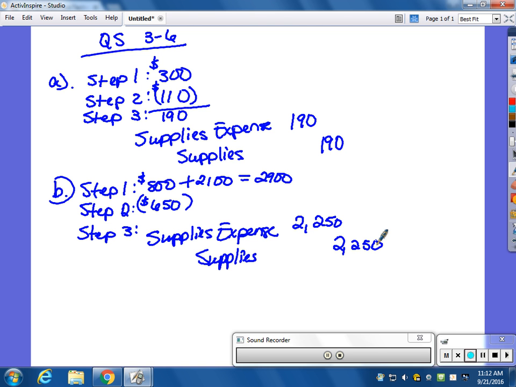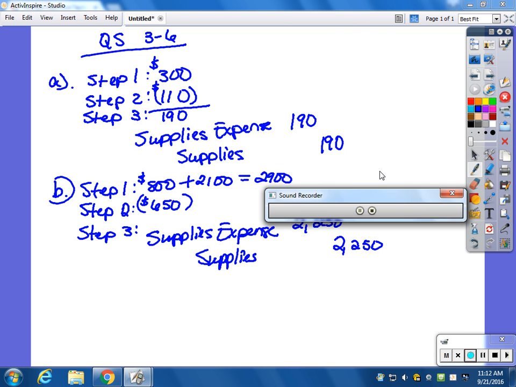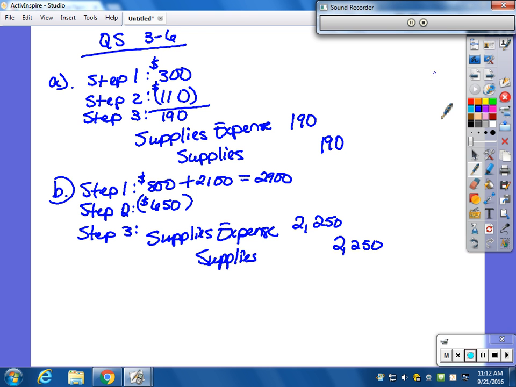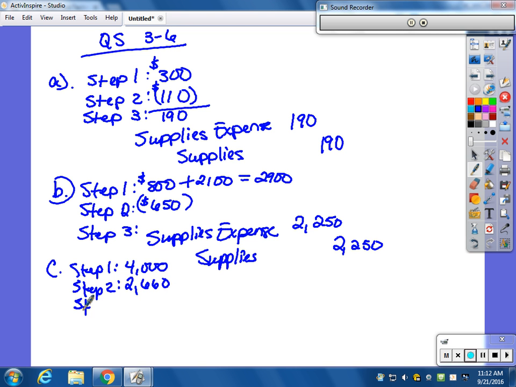Last one, letter C. What does the account equal right now? $4,000. What should it equal? $2,660. What's the journal entry to record the adjustment?